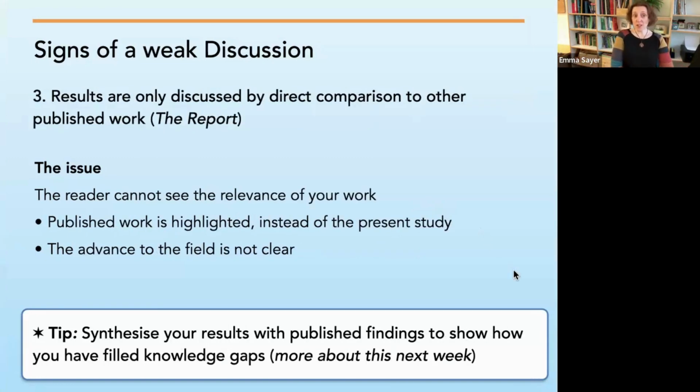Another type of discussion I see an awful lot of is that the results are discussed by comparison to other published work. There's often very little interpretation. So I'll see, oh yes, these results are similar to this other research group, but they differ from this research group. And as a reader, I'm going, well, why are they similar to that system, but different from that system? And what's new about this, right? So here, the issue is that the reader can't see the relevance of your work. So you're actually highlighting other people's work instead of highlighting your own.